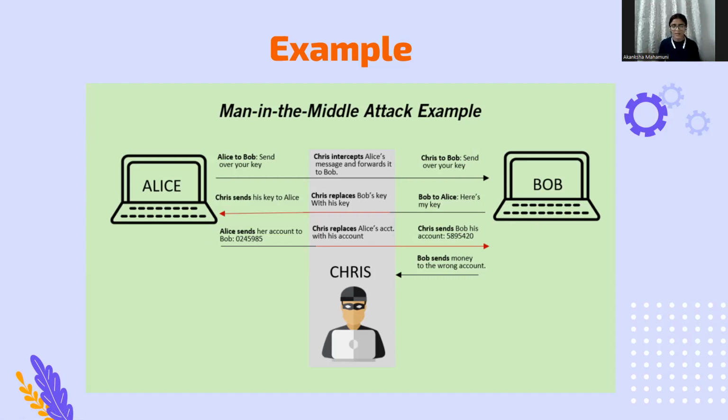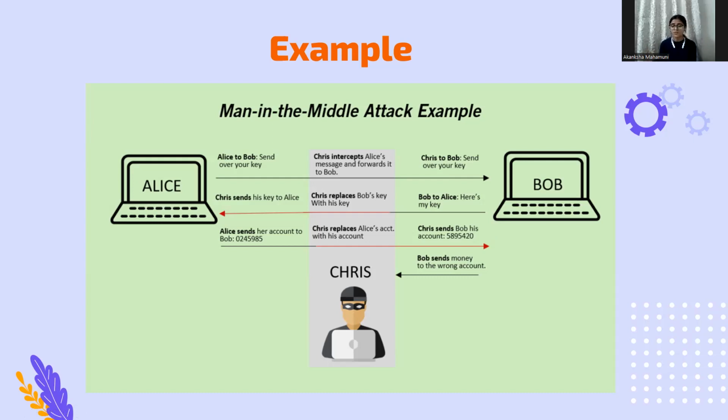Firstly, Alice is requesting a particular key from Bob. She sends the message: send over your key. Then Bob will send the key, but since the interceptor has broken the connection, he will take Bob's key and replace it with his own key, and then Alice will receive the attacker Chris's key. Once the key is received by Alice, Alice sends the account number to Bob, and the attacker replaces this bank account number with his own bank account number and sends it to Bob.